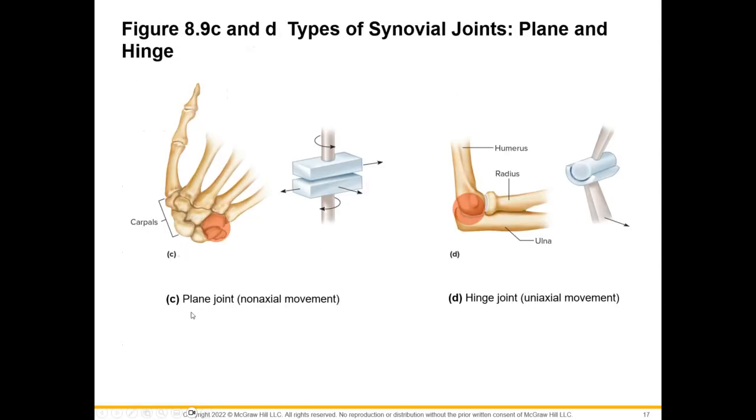Okay, here figure 8.9c, we see the plane joint, and you see the model of how that basically works. And then we have the hinge joint, and you see how that fits together and works.